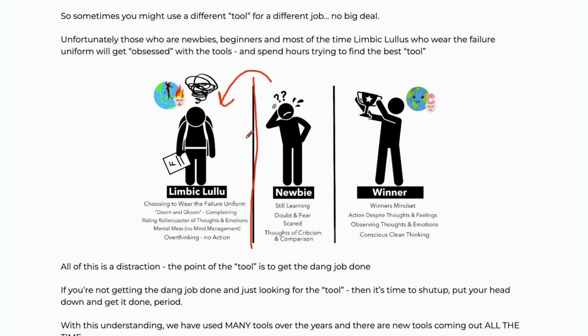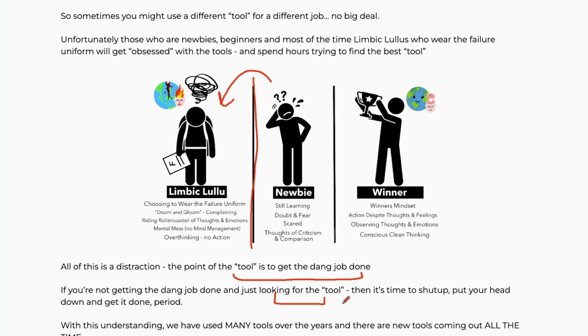What ends up happening is that it ends up being a distraction, because the point of the tool is to get the dang job done. If you're not getting the dang job done, and all you're doing is spending time looking for the tool or trying to optimize the tool or whatever, then you know what you've got to do? You've just got to shut up, put your head down, and get the job done regardless of whatever tool you have, right? Even to this day, sometimes I still catch myself doing this. Whenever we're building operations, even other coaches, Coach Malik does this sometimes as well, we're building something out and we're spending all this time saying, hey, we've got to find the best tool for this job in the best optimized way, and then we're like, screw it. Let's just go to Google Docs and Google Sheets and just get the dang job done, right?